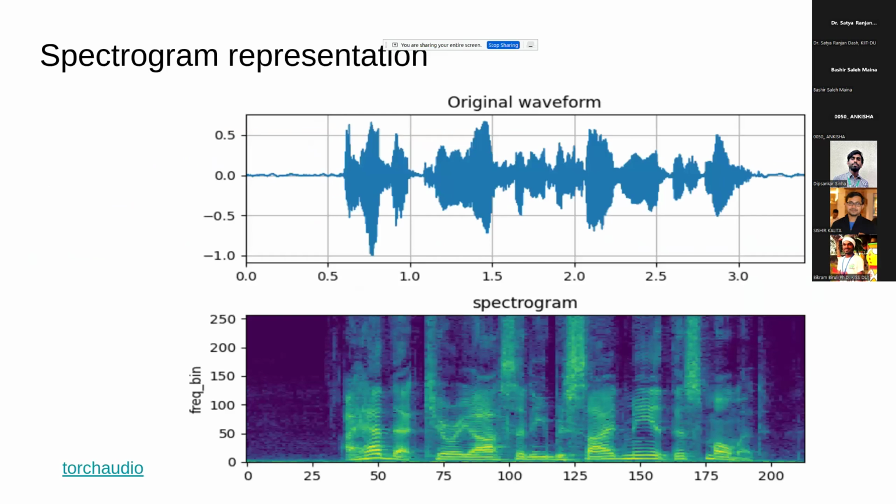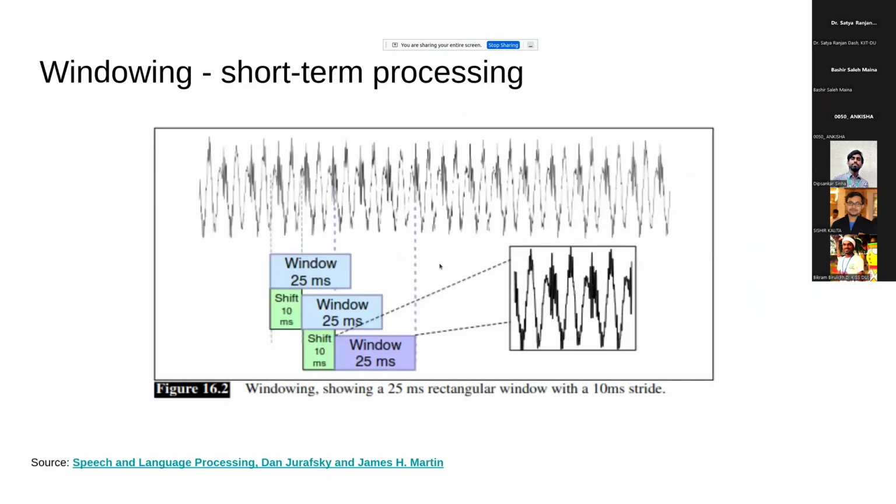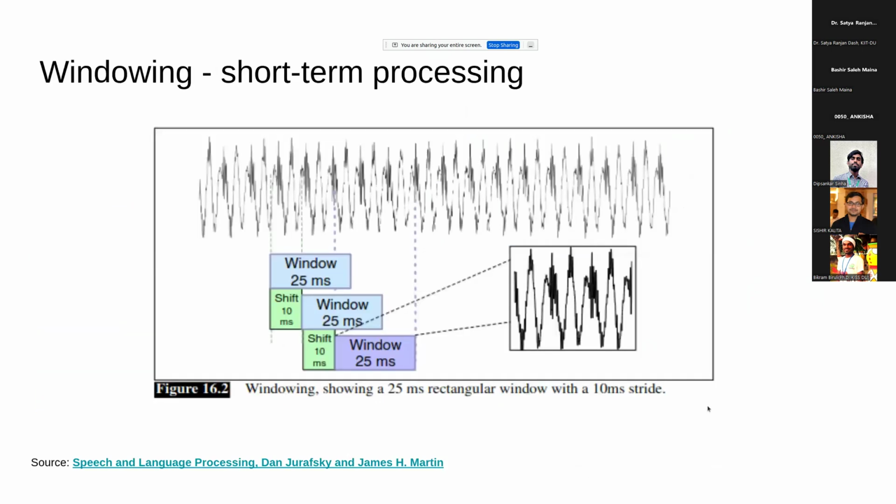Another representation is called the spectrogram representation. When you do MFCC extraction, first you need to convert to a spectrogram representation, and for each slice you do some kind of processing. For example, you do the DFT, then pass it through the mel filter, and then compute the DCT. Like that you will do.